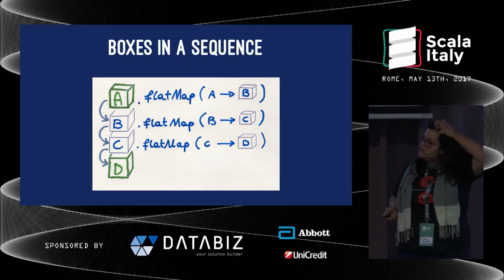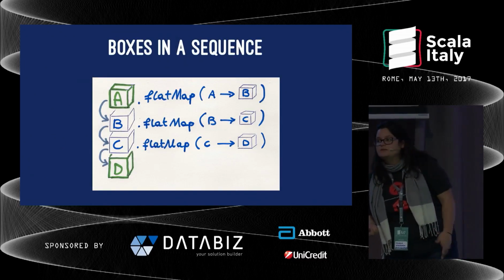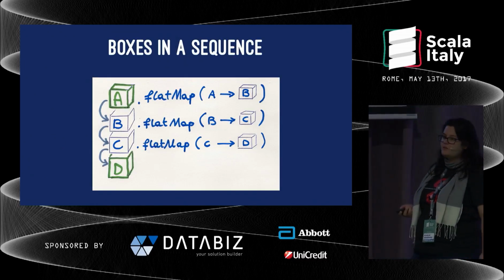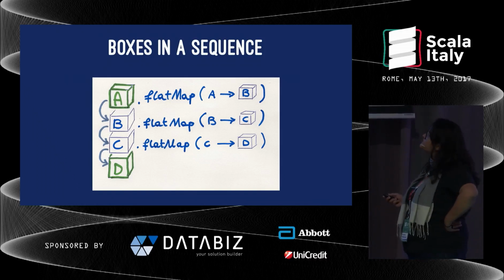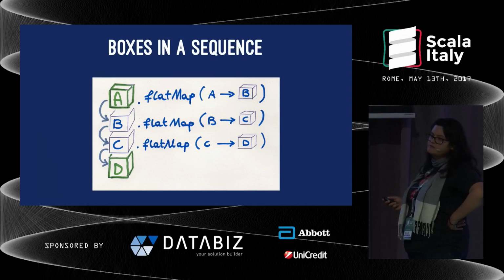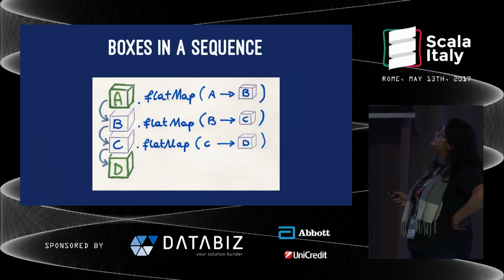Okay. So why do we care about monads, right? It's such a crazy word, and we don't really. Why do we care? So we have a box of A, and we use flatMap to apply a function that goes from A to a box of B, right? And that returns a box of B.